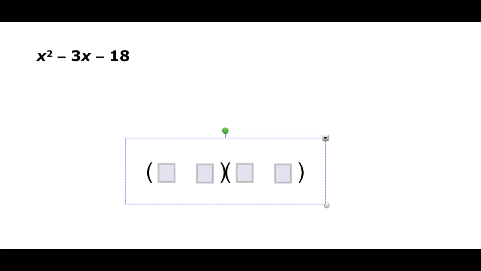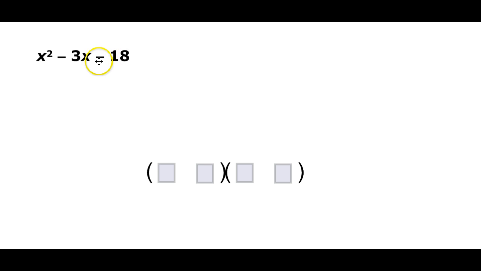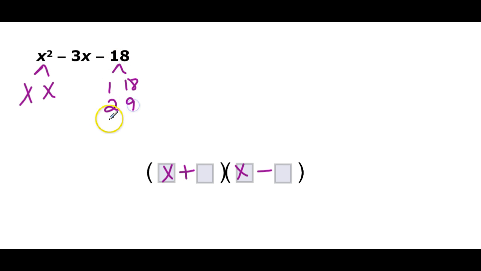Okay? So what does this tell me? That this is negative? What does that tell me right away? That one's going to be plus and one's going to be minus. Factors of this are X and X, so we'll put those in. Okay? Factors of this. 1 and 18, 2 and 9, 3 and 6. 4 won't go, 5 won't go, so I'm good.